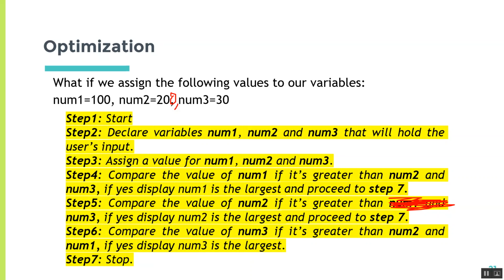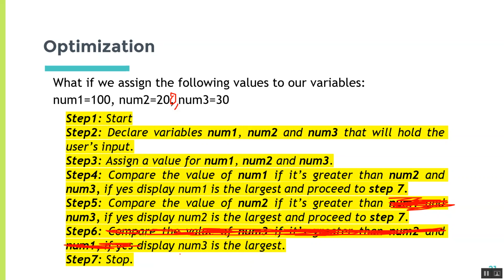So I'm going to remove all of this, and also this, and just leave display num3 is the largest.